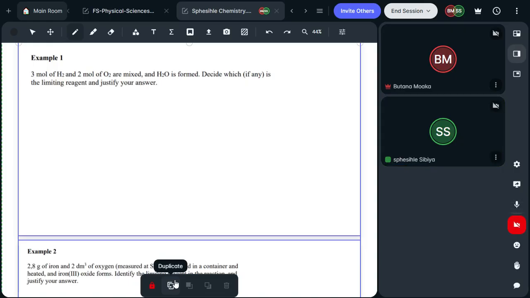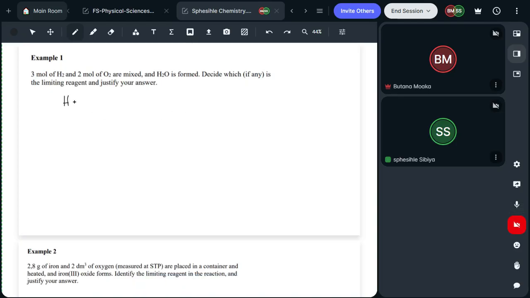Okay. Right. Let's look at this example 1. We are given 3 moles of H2 and 2 moles of O2 that are mixed, and water is formed. Okay, perfect. Now, before we decide which is the limiting reagent and justify your answer, we need a balanced chemical equation. So I have H2.